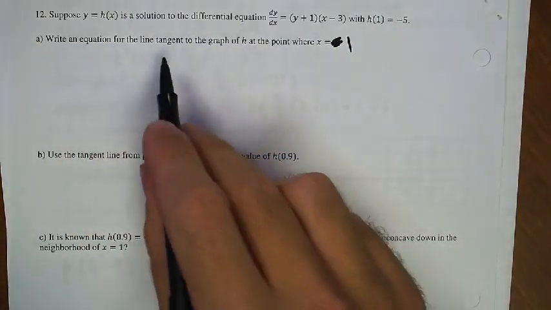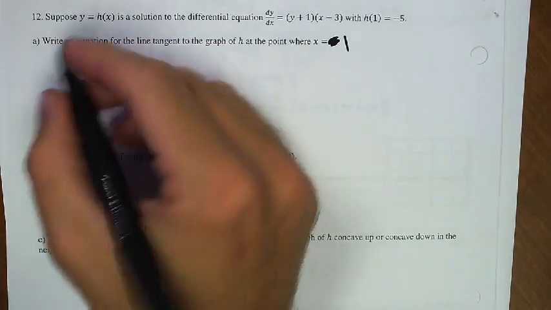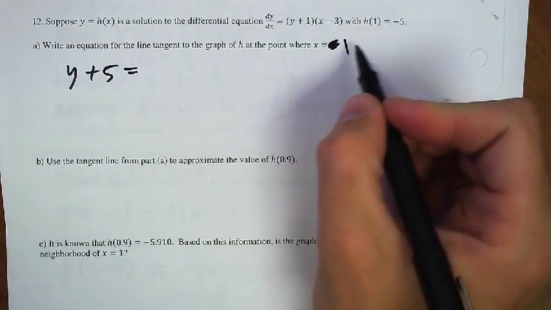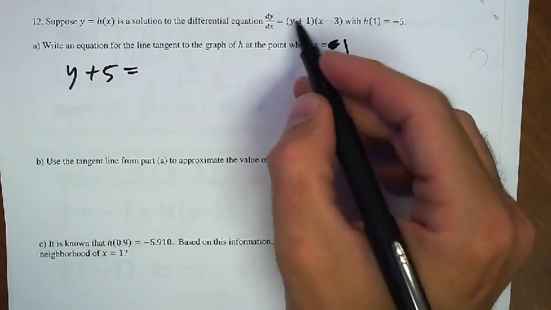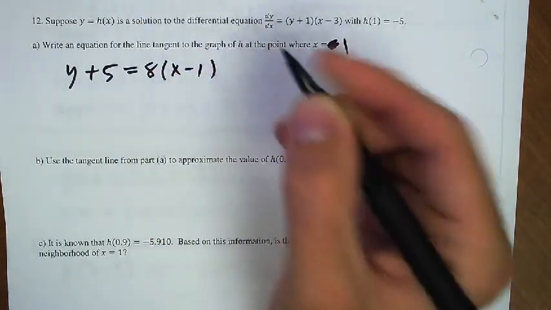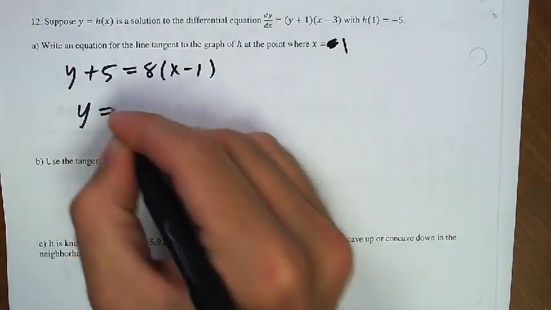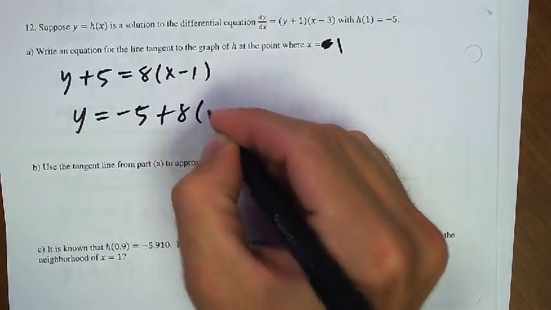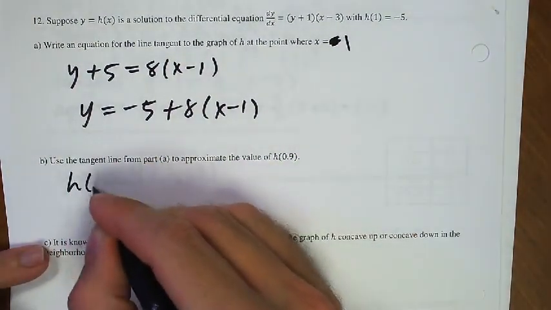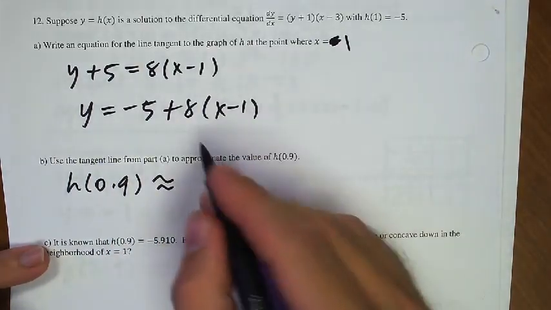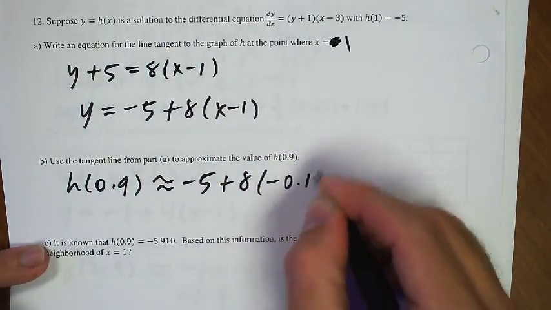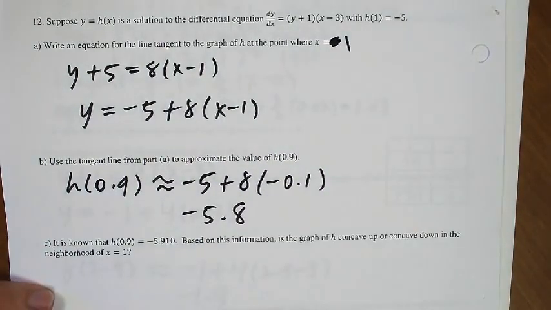So, write an equation for the line tangent to the graph of h at the point where x equals 1. We can do that. So y minus -5 equals dy/dx, which at (1, -5) is -4 times -2, so +8. And that's going to be y equals -5 plus 8 times (x minus 1). So use the tangent line to approximate h of 0.9. That's approximately equal to -5 plus 8 times (0.9 minus 1), which is -0.1. So that'll be -5.8.